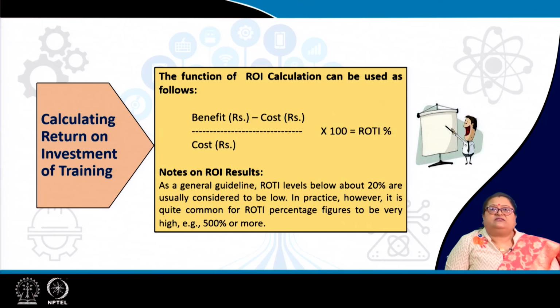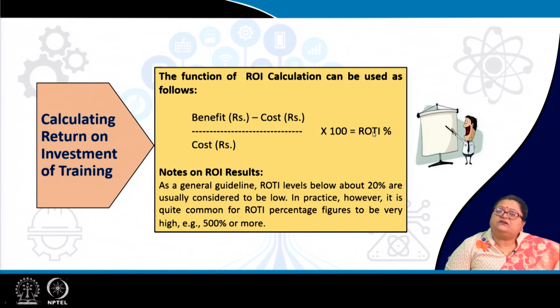Calculating the return on investment in training, we use the following function: benefits minus cost, divided by cost, times 100, is equal to the return on investment in training percentage. As a general guideline, return on training investment levels below about 20% are usually considered to be low. In practice, however, it is quite common for return on training investment percentage figures to be very high, for example 50% or more.